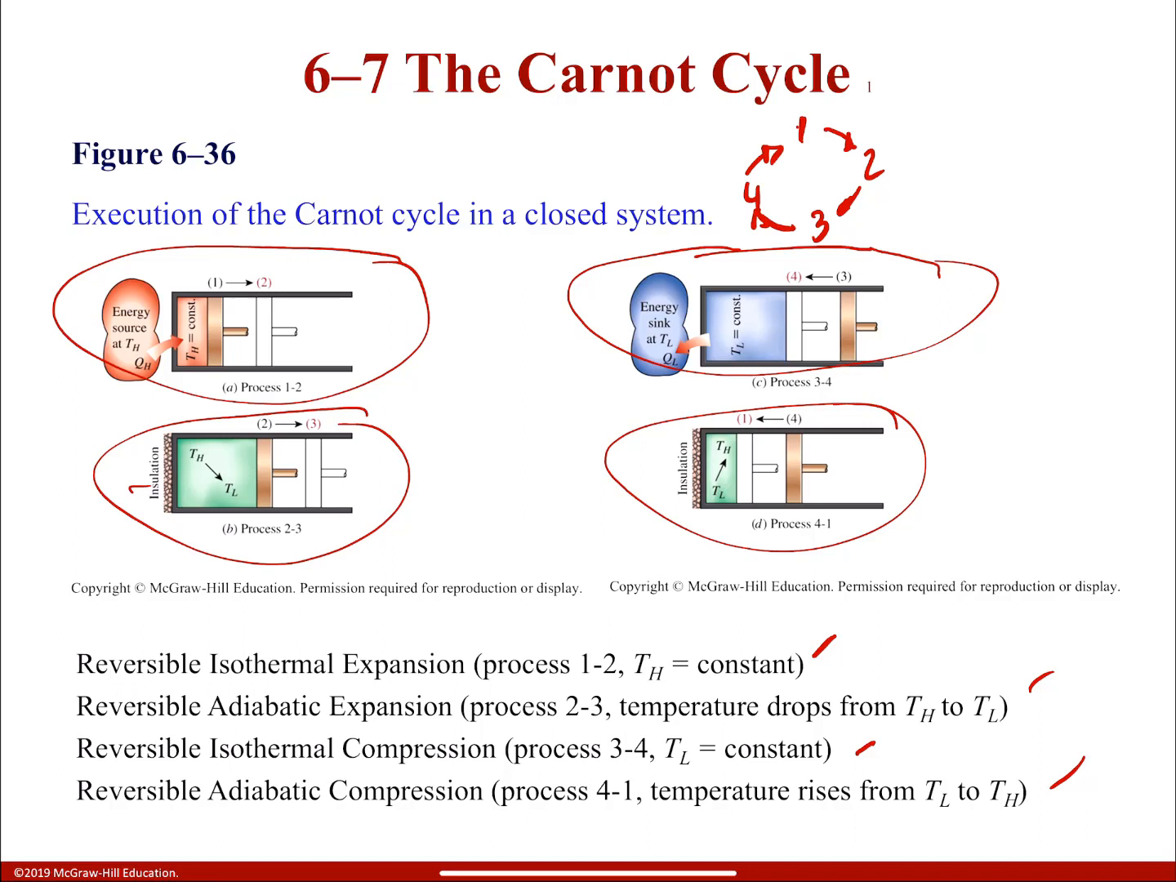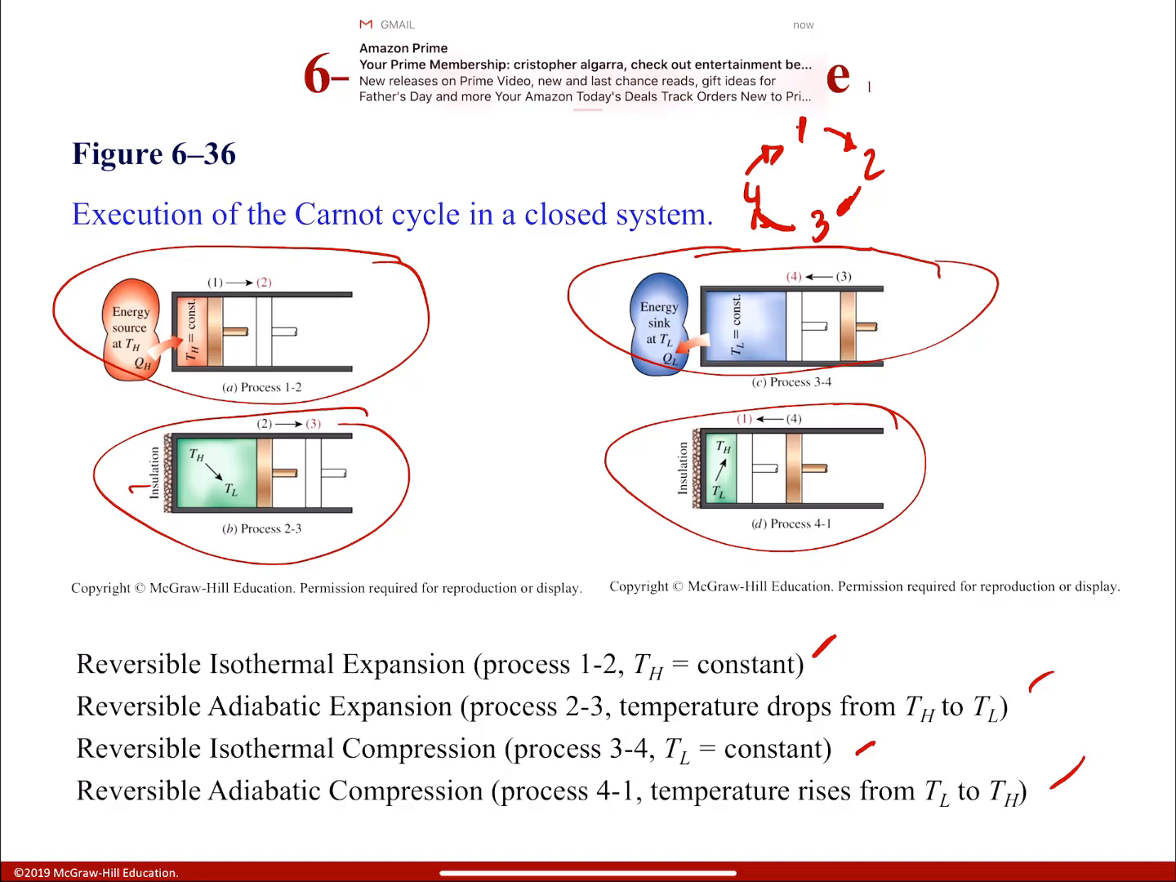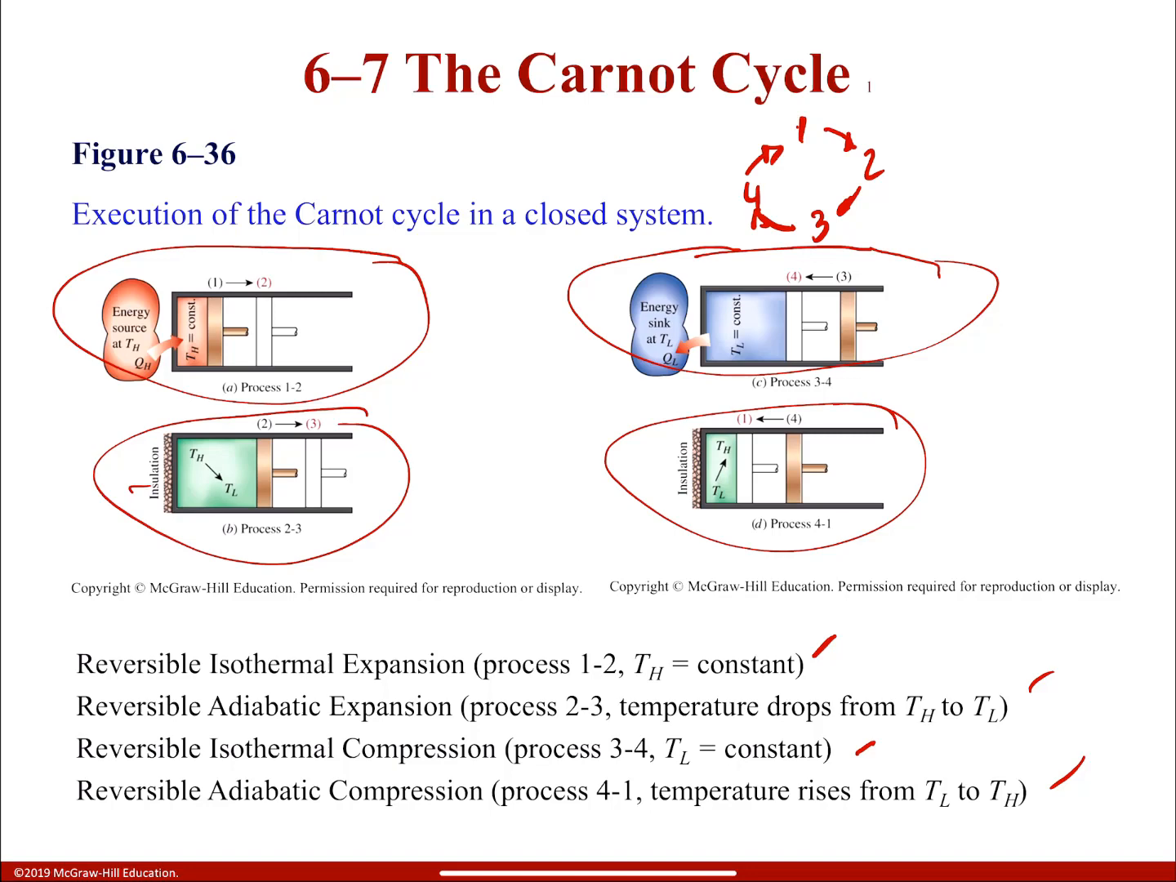So the first one is the reversible isothermal expansion. Initially, which is state one, the temperature of the gas is TH. And the cylinder head is in close contact with a source at temperature TH. So they have the same temperature. As the gas expands, the temperature of the gas tends to decrease. But as soon as the temperature drops by a very small amount dT, some heat is transferred from the reservoir into the gas, raising the gas temperature to TH.